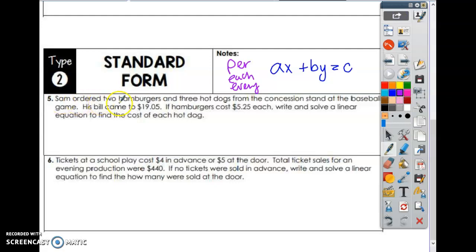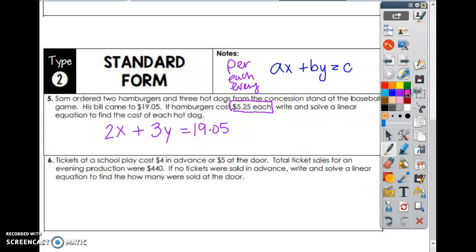Sam ordered 2 hamburgers and 3 hot dogs from the concession stand at the baseball game. His bill came out to $19.05. If the hamburgers cost $2.25 each, write and solve a linear equation to find the cost of each hot dog. So each one, he bought 2 of the hamburgers. So that's 2 of the hamburgers plus 3 of the hot dogs. So x is my hamburgers, y is my hot dogs, and it was a total of $19.05.